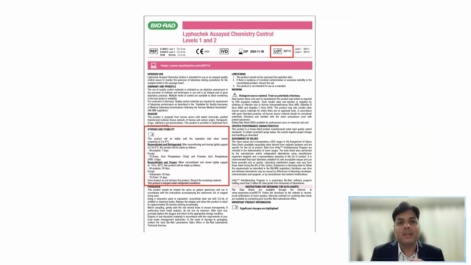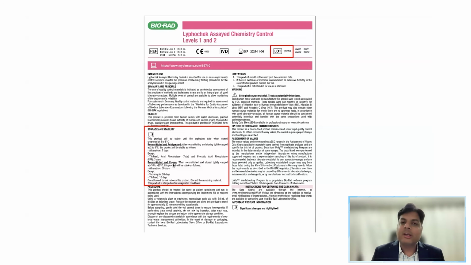So friends, do you see that if I have to estimate, let's say, free T3, then I have to use this control within the first 3 days if I'm storing at 2 to 8 degrees after reconstitution? Because after 3 days, the value of free T3 will not be the same as what is mentioned in the value chart.